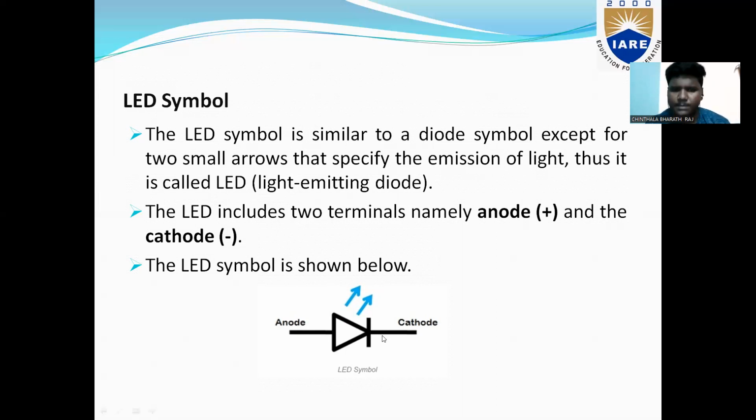This is the LED symbol, and it is like the diode symbol, but in the LED we have two small arrows that specify the emission of light. It goes out, and there are the anode and cathode. This is the symbol of the LED, that is light emitting diode.